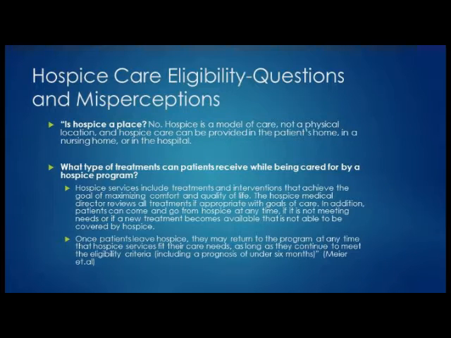And I think a really important point, and patients don't know this, is that they can come and go from hospice at any time, especially if it's not meeting their needs or if a new treatment becomes available that's not able to be covered by hospice, which is something that I stress with my patients. So many people, when they hear hospice, think it's a death sentence. But I always reiterate to them that if they feel that hospice is not meeting their needs or they're feeling better, they can come out of hospice. But the general criteria does include a prognosis of under 6 months, which is extremely important to stress.